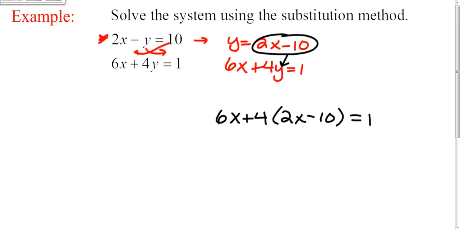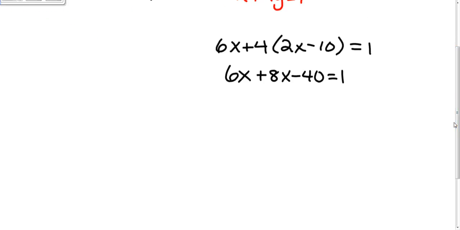Okay. And now I'm going to simplify that and just simply solve it. So I have 6x. When I distribute that 4 through, I have 8x minus 40. Okay, and I can simplify that to 14x. Add the 40 to the other side, equals 41. Unfortunately, this does not come out to be a very pretty number, but it does come out to be 41/14, and I'm going to leave it just like that.